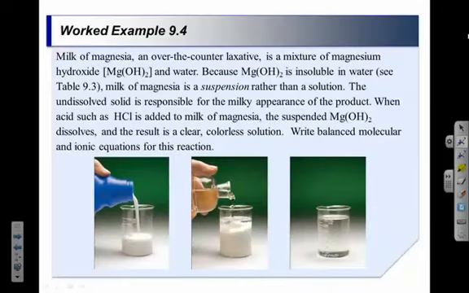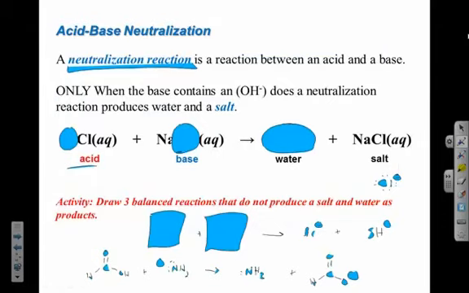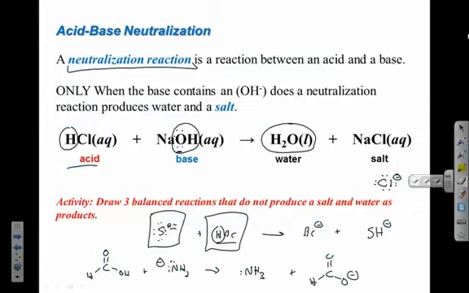Another quick example here. Here we have Mg(OH)2, which is milk of magnesia. If you put this in water, this example demonstrates how the base isn't actually reacting with water, it's just dissolving in water for that reaction. So let's take a look at that one.